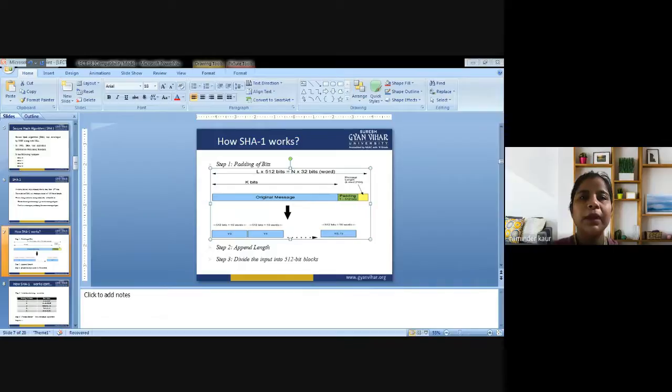So these are the practical aspects of our hashing algorithm. Have a look at the same. The first one is padding of bits. We are supposed to insert bits. So this is the original message, which consists of k bits that are given to us, and we are supposed to insert 512 bits, and this is the message length that is to be added.